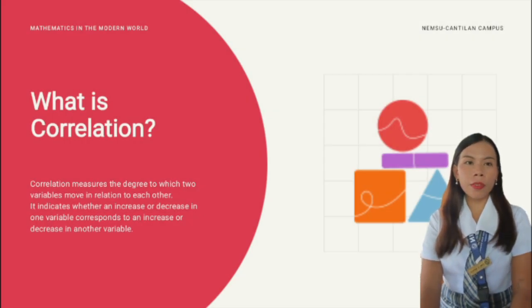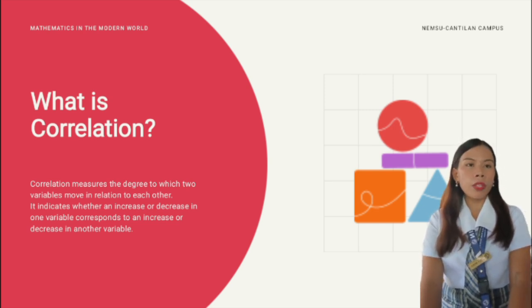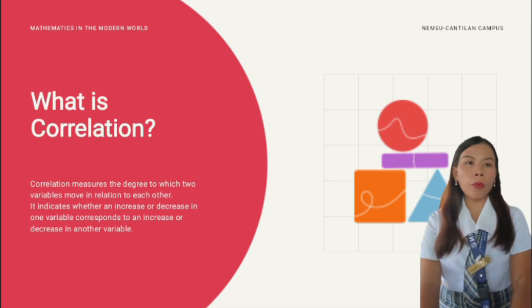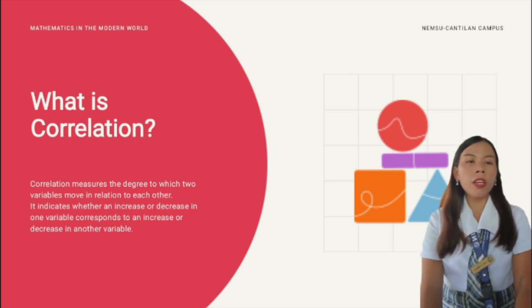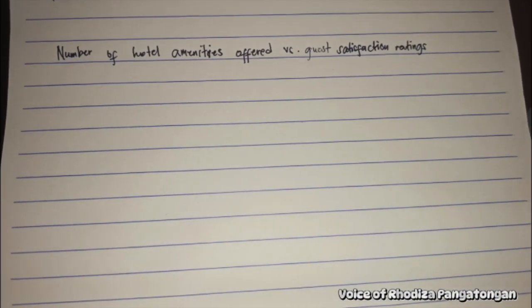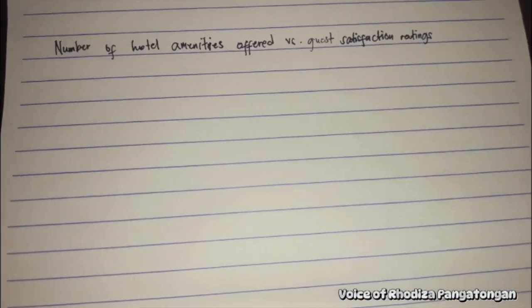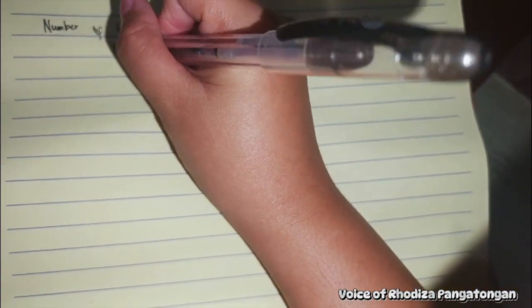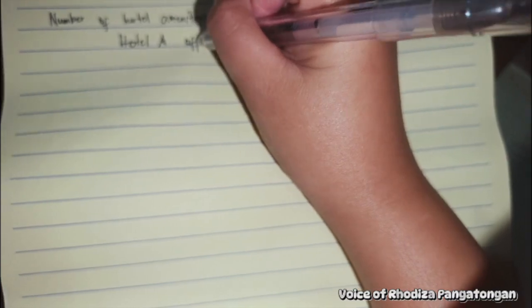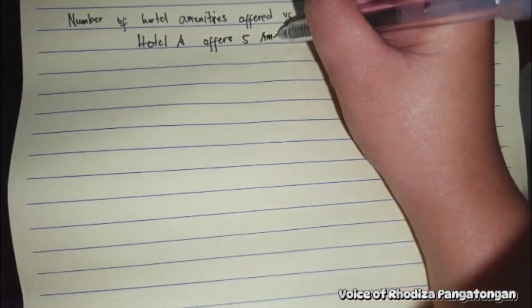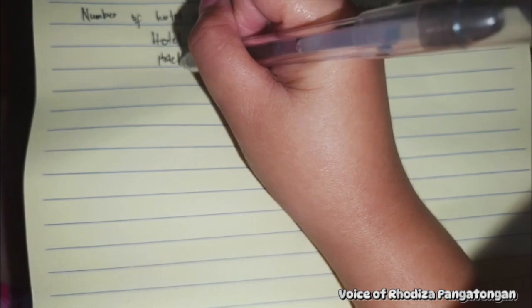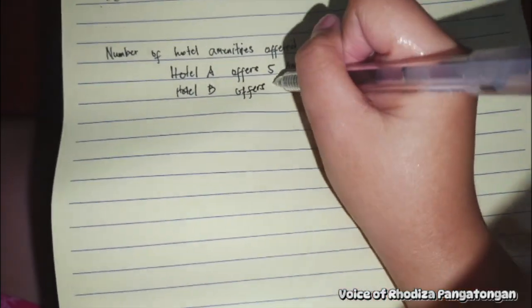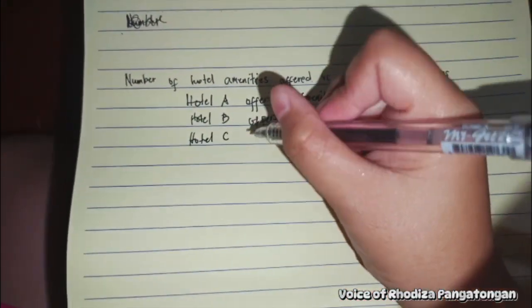What is correlation? Correlation measures the degree to which two variables move in relation to each other. It indicates whether an increase or decrease in one variable corresponds to an increase or decrease in another variable. Now I will give an example: number of hotel amenities offered versus guest satisfaction ratings. Let us imagine that Hotel A offers 5 amenities, Hotel B offers 8, and Hotel C offers 10.